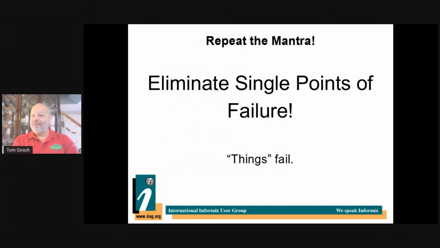This is the mantra that we're going to talk about throughout this presentation: eliminate single points of failure. Things fail. They fail all the time. They fail in unexpected ways. So if you can think of a thing that, if it breaks, everything is down or a large portion of things are down, that's a thing you need to worry about. You need to figure out how to make it redundant, how to give it a backup, and how you're going to handle it if that thing in fact fails.